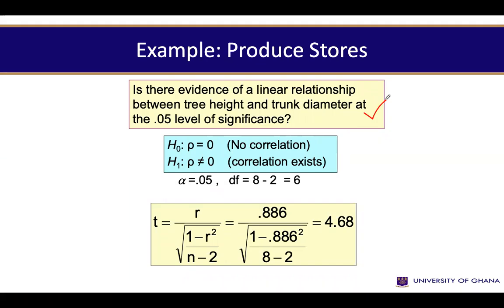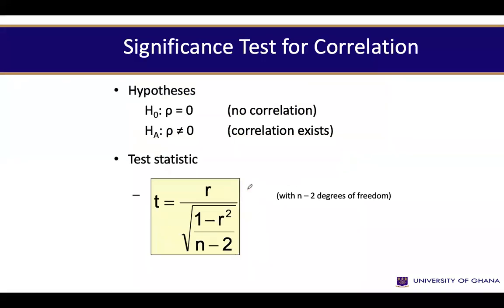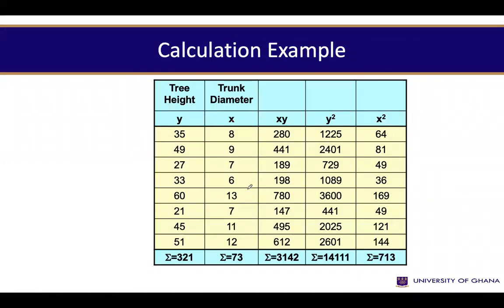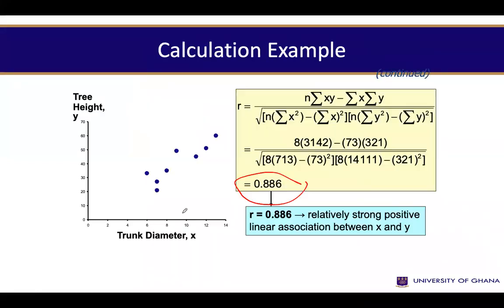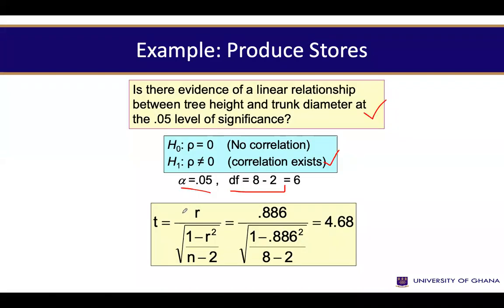So in testing our hypothesis, what we are going to first assume is that there's no correlation. H0 is such that rho equals 0, and then H1 or HA is such that rho is not equal to 0. That means that the correlation exists. Then our alpha is 0.05. Degrees of freedom is n minus 2. Our sample size was 8 for this one, and then n minus 2 gives us 6.